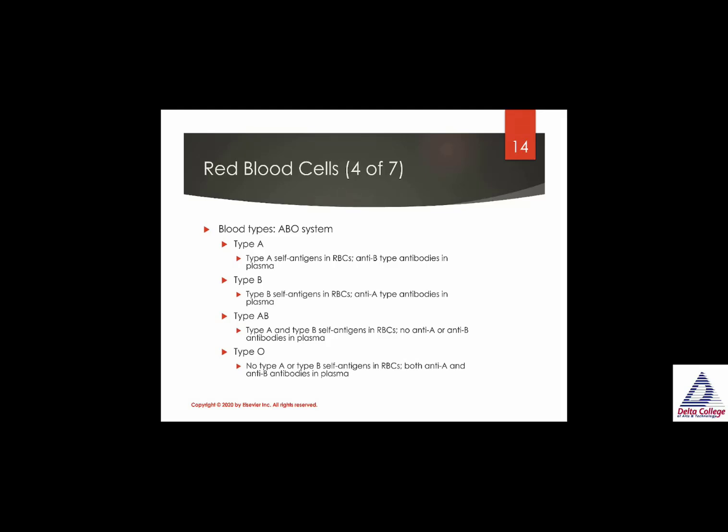Type AB has both A and B self-antigens, so there's no anti-A or anti-B, they're not against A or B. And then type O has no A or B self-antigens on the red blood cells, and both anti-A and anti-B antibodies are in the plasma. Now we go over the ABO system more in future nursing classes, so this is just a general summary.